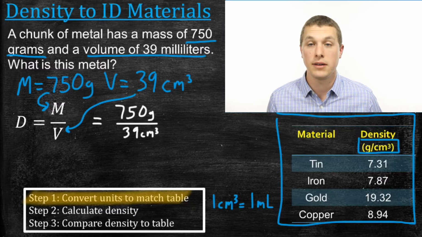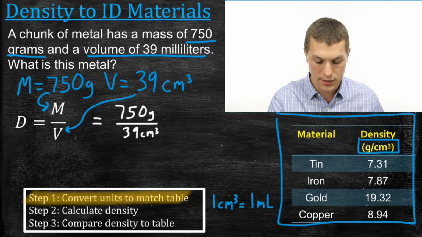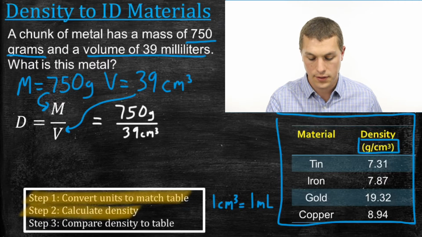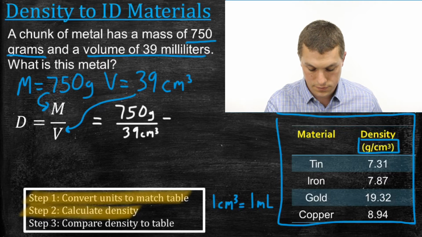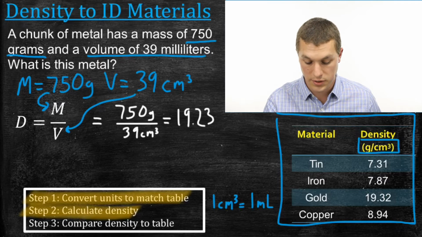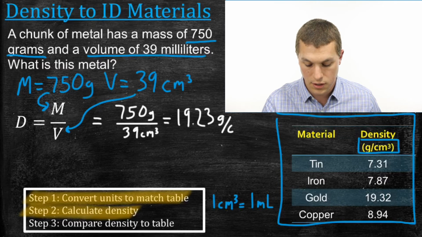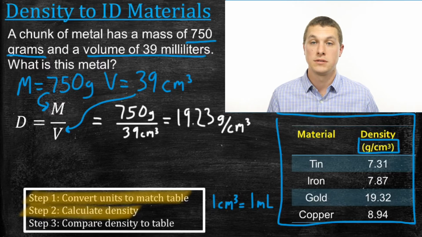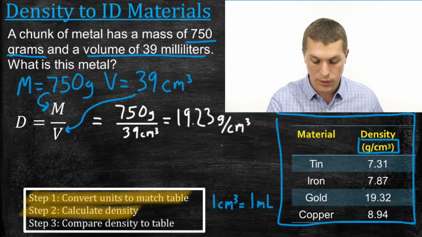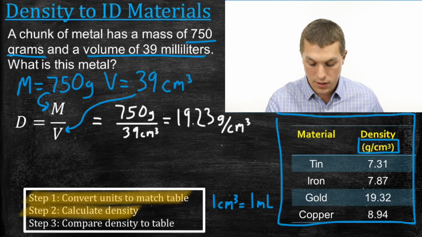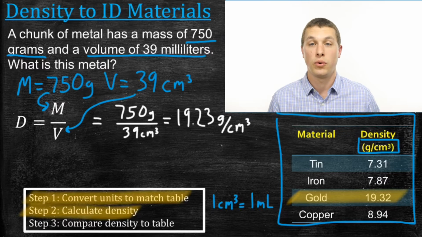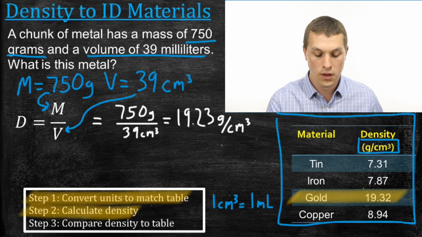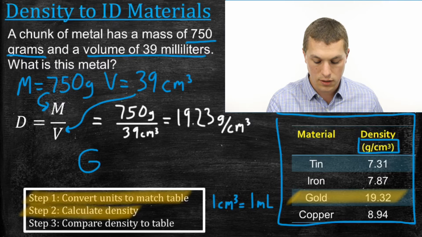And if we plug that into our calculator and compute density, that's our step 2, calculate density. When we do that, we'll get 19.23. And the units there are grams per cubic centimeter, because notice in our calculation, we divided mass in grams by volume in cubic centimeters. So now we go compare to the table, and we see that clearly there's only one of these 4 metals that match, and it's gold, which has a density of 19.32 grams per cubic centimeter. So we know that the object we were given is made out of gold.